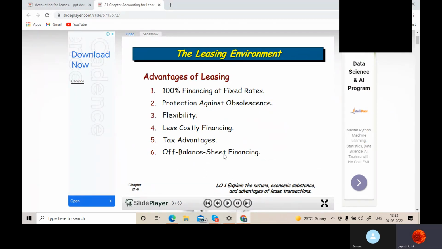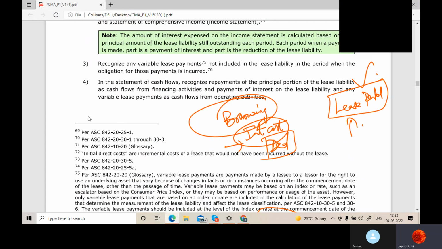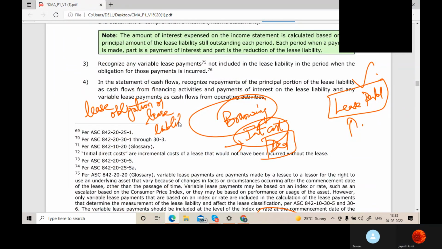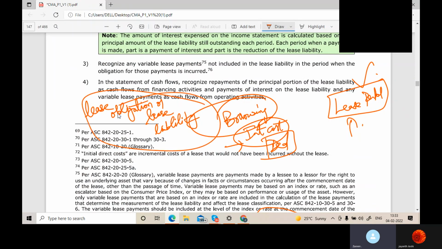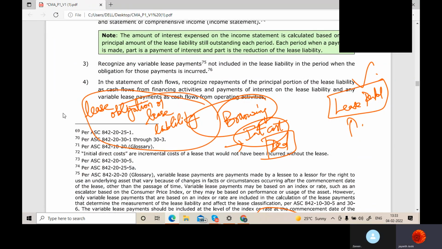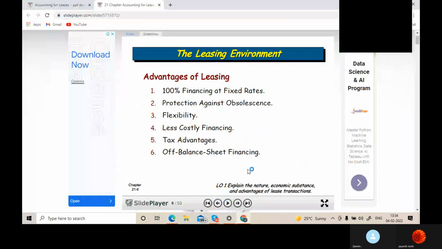And off balance sheet financing. As I said, many people take property on lease, and in case of operating lease, they need not show that in the balance sheet. So what they do, they try to hide what? Lease obligation or lease liabilities. Yes, sir. In case of operating lease, you need not show any kind of liability. Now you are showing the asset and directly you are showing the rental expense. Correct? Yes, sir.